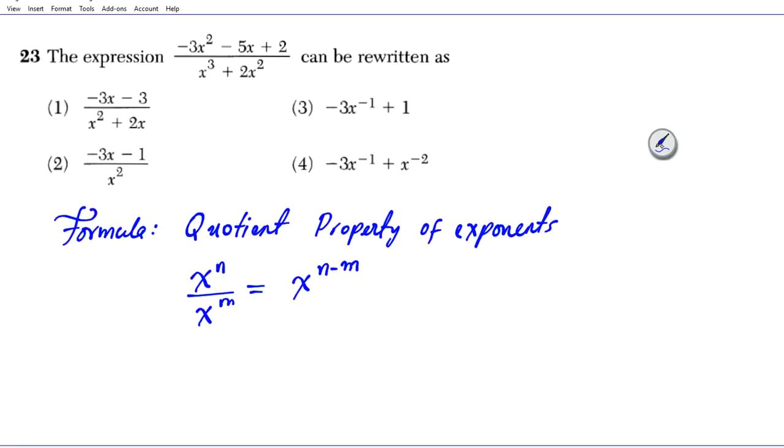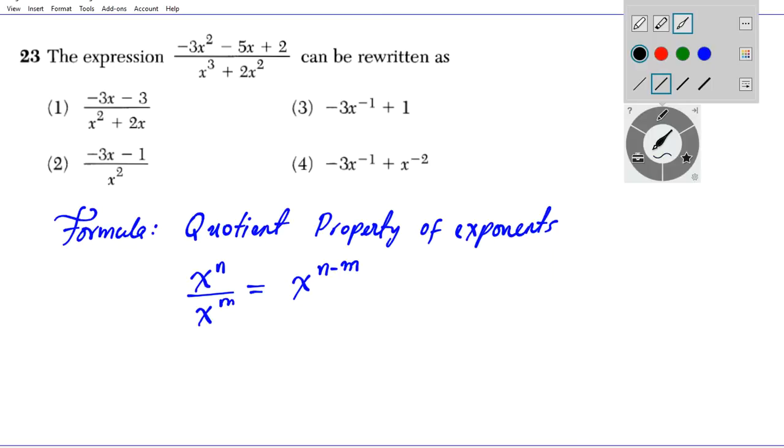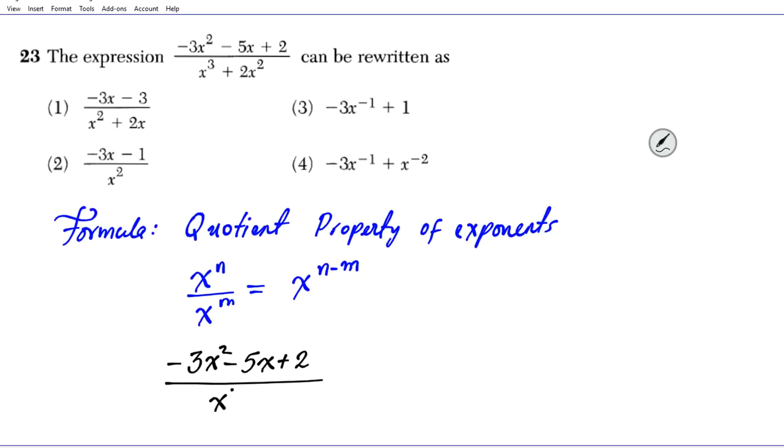Alright, so let's keep that in mind. Now let's go back to the problem. We have negative 3x squared minus 5x plus 2 divided by x to the third plus 2x squared. Okay, so what we're going to do here is we're going to extract the numerator and denominator, factor them completely, and then see what we can reduce after accomplishing the factored state of this rational expression. Okay? Alright, so let's start with the numerator.